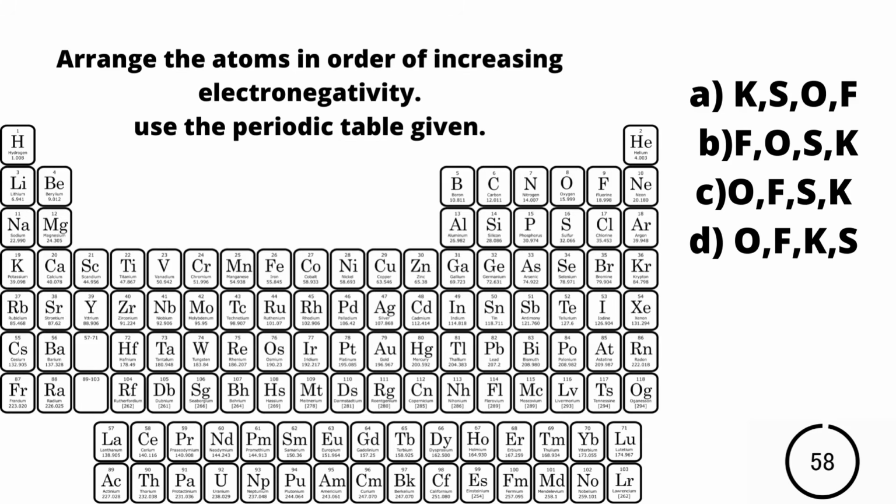Question number 16. Arrange the atoms in order of increasing electronegativity. Use the periodic table given. And remember, increasing electronegativity means you start with the atom that has the lowest electronegativity and you end with the highest electronegativity.